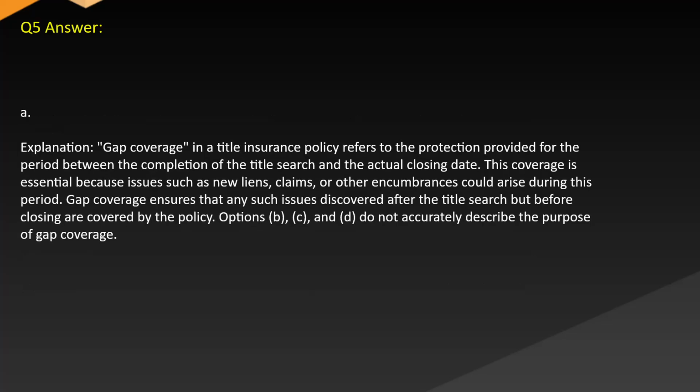Answer: A. Explanation: Gap coverage in a title insurance policy refers to the protection provided for the period between the completion of the title search and the actual closing date. This coverage is essential because issues such as new liens, claims, or other encumbrances could arise during this period. Gap coverage ensures that any such issues discovered after the title search but before closing are covered by the policy. Options B, C, and D do not accurately describe the purpose of gap coverage.